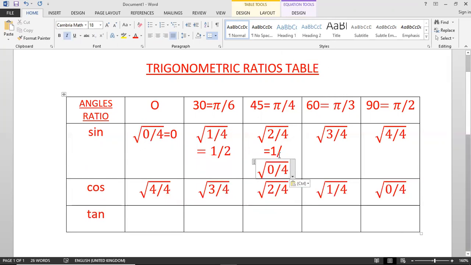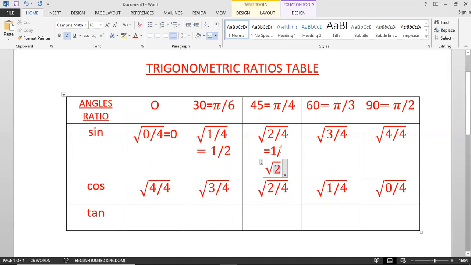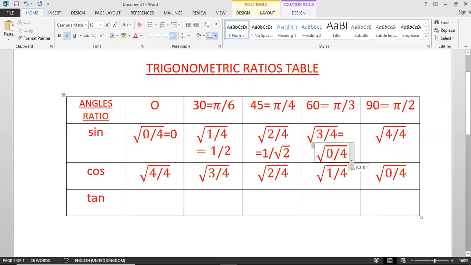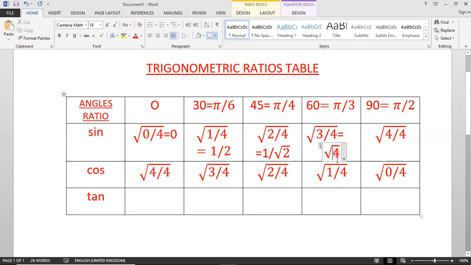So the actual value will be like this, 1 over under root 2. And this one will become equal to under root 3 divided by 2, and finally this will become equal to 1.